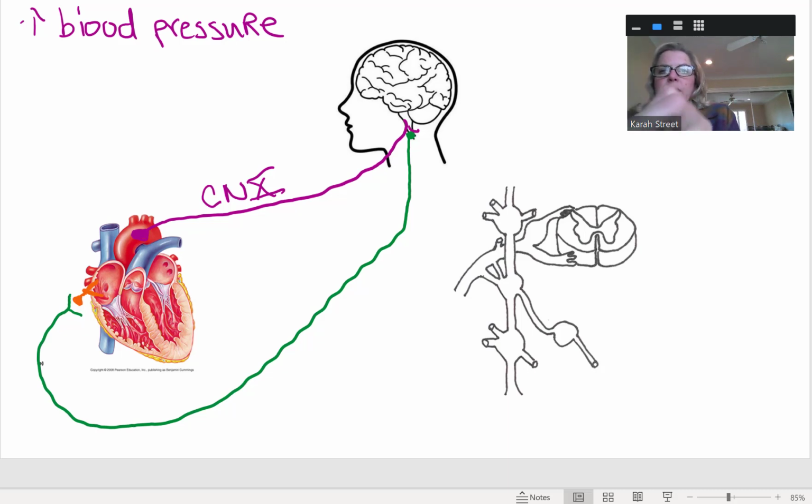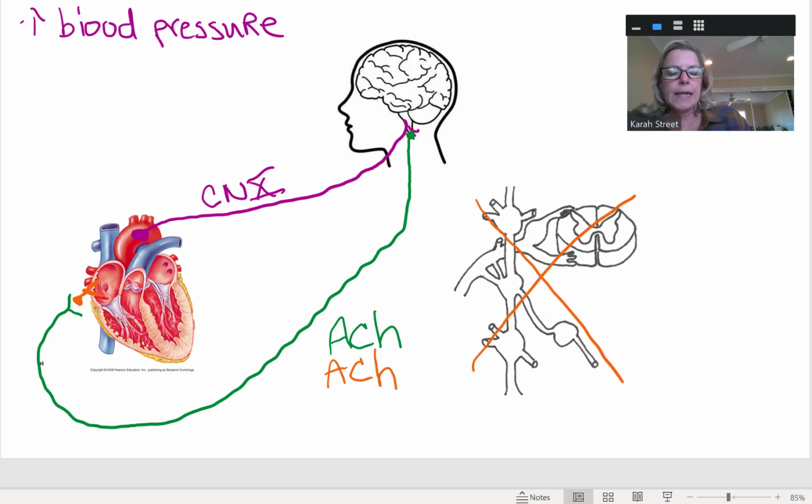What neurotransmitters are released from each of these neurons? From the preganglionic fiber, it would release acetylcholine, and from the postganglionic fiber, it would also release acetylcholine. We would not draw anything in the sympathetic trunk because a rising blood pressure would lead to a decreased heart rate. Decreasing heart rate is not a function of the sympathetic division.